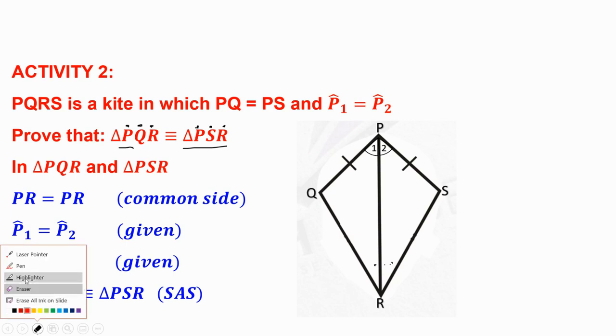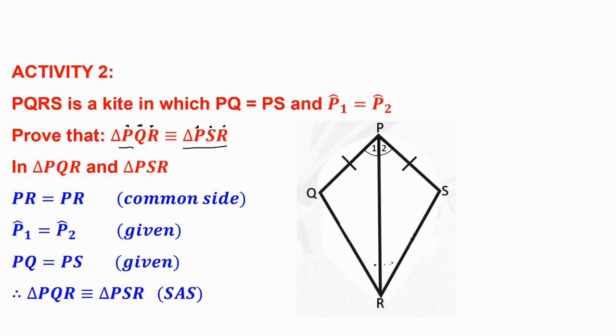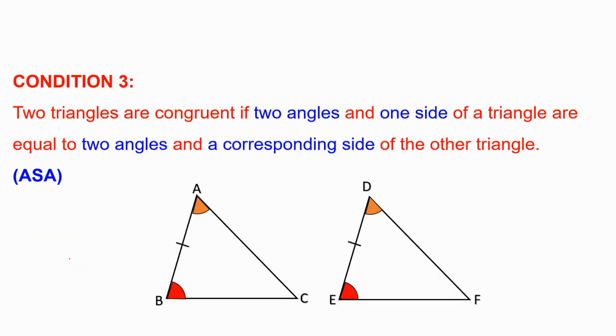How many conditions have we done so far? We have done 2 conditions: side, side, side, and side, angle, side. Right. Let's go to the third condition.